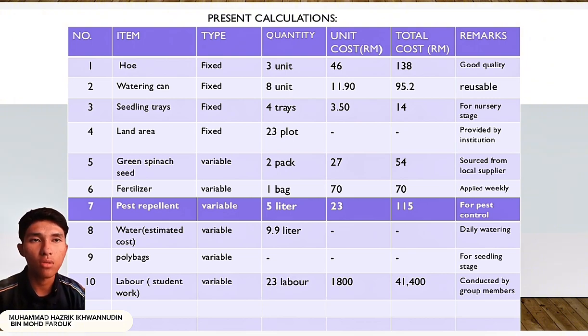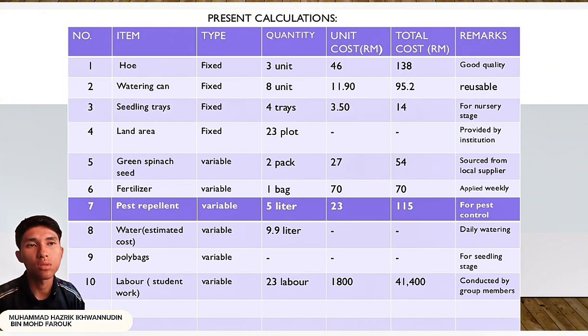Unit of cost: hoe, 3 units, is 46 ringgit, and watering can 11.19 ringgit. The seedling tray, for 4 trays, is 350. Green spinach seed 27 ringgit, fertilizer 70 ringgit, pest repellents 23 ringgit, and the total cost of labor is 1,800 ringgit.